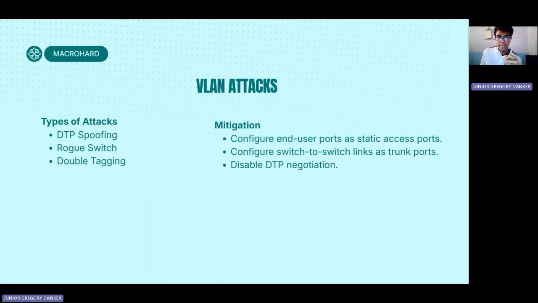Moving on to VLAN attacks, there are a few types of attacks such as DTP spoofing, rogue switching, and double tagging. To mitigate these attacks, the end-user ports can be configured as static access ports, and any inter-switch link ports will be configured as trunk ports. Finally, DTP negotiation will be disabled. This can secure communication between departments.